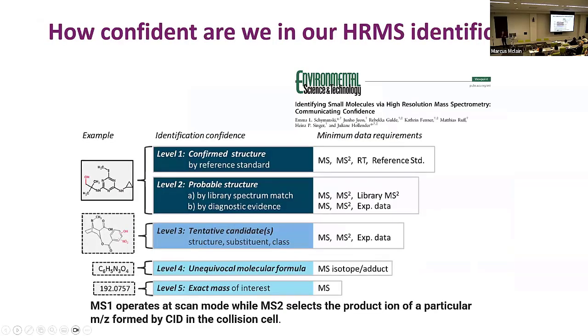And here you can see how confident we are in high resolution mass identification. Based on the data requirement, we have five levels of confidence. For the first level, confirmed structure, we need the mass, tandem mass, retention time, and reference standard. But for the last one, the exact mass of interest, the minimum data required is just the mass.